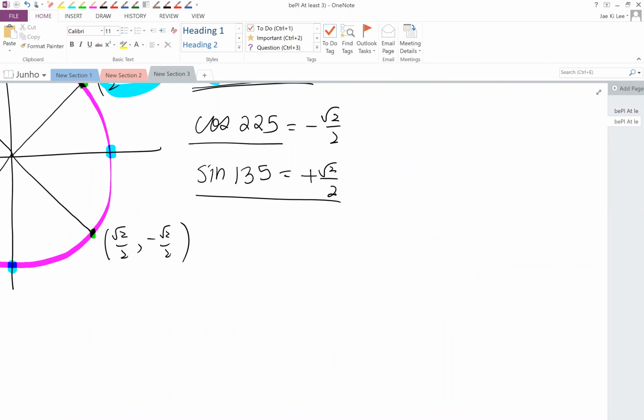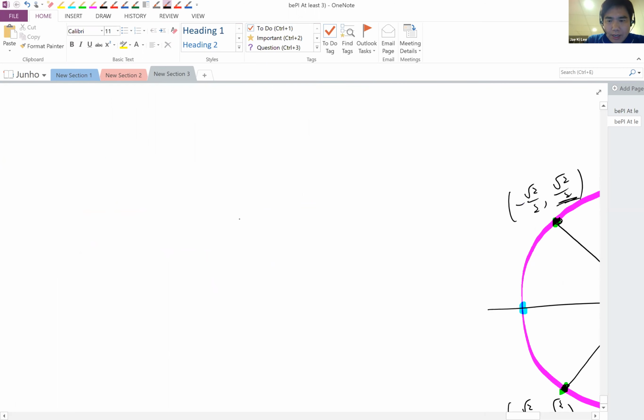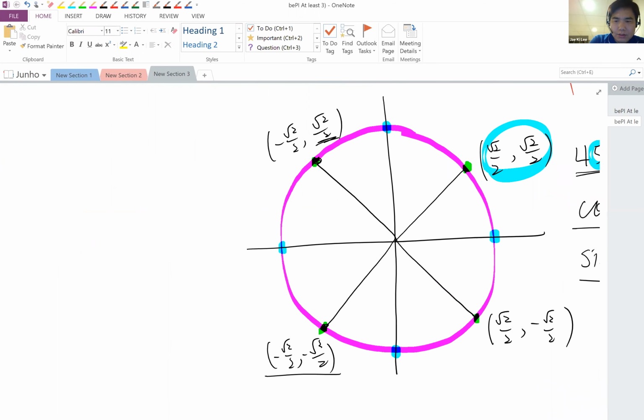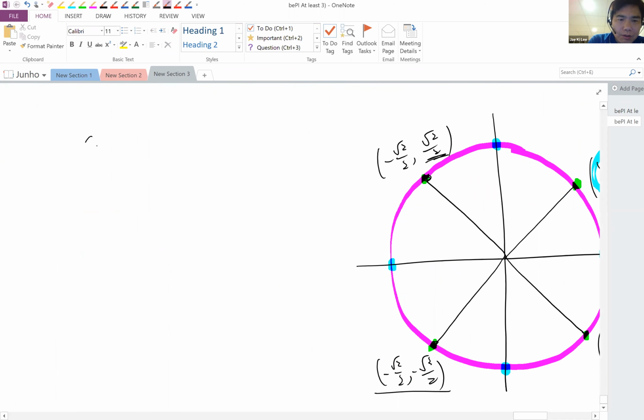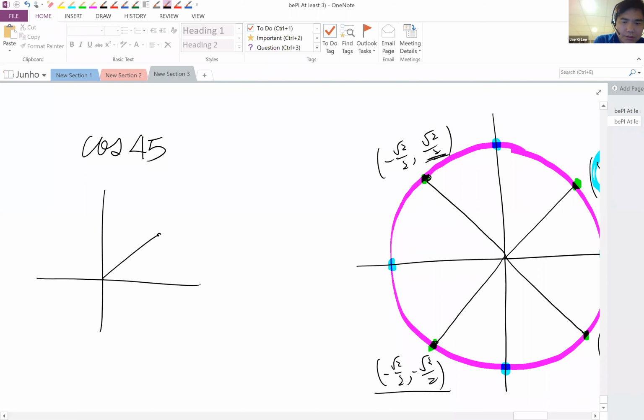Professor, I have a question. So the answer is going to be any of those points on the circle? Yeah. So for example, now I just give you the question, or maybe this side is better. Cosine 45. Then you know the 45 means right here, the angle is 45, and x is positive, so you can write root 2 over 2. Make sense?